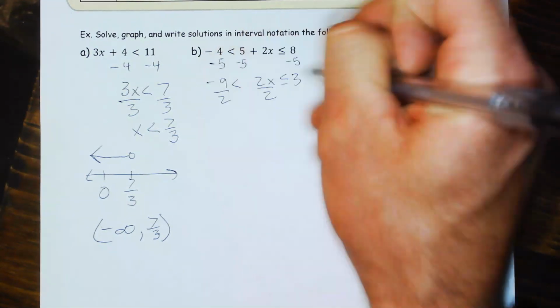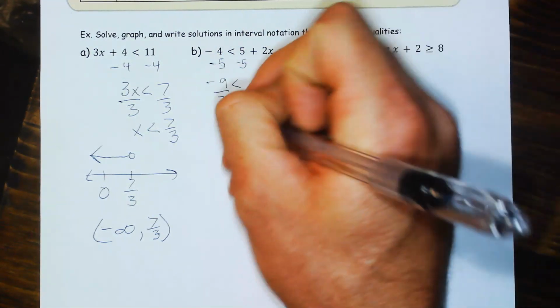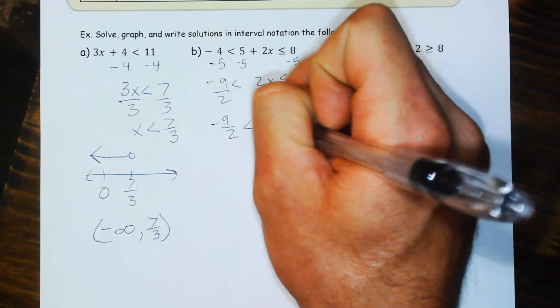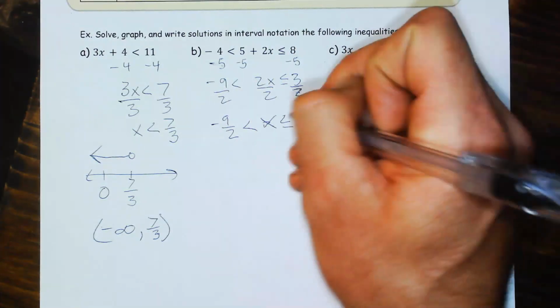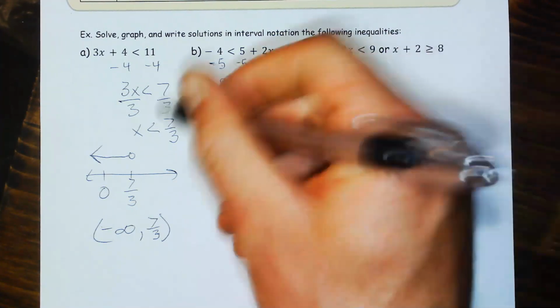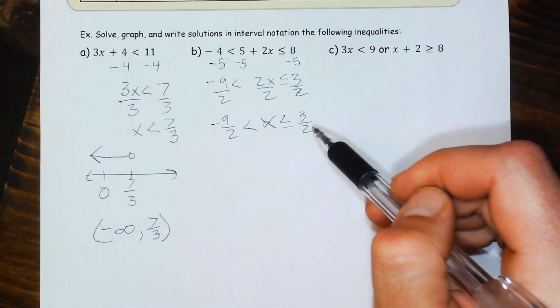Divide by 2 in all 3 places. That would give me negative 9 halves is less than x is less than or equal to 3 halves. So this is my inequality notation solution.